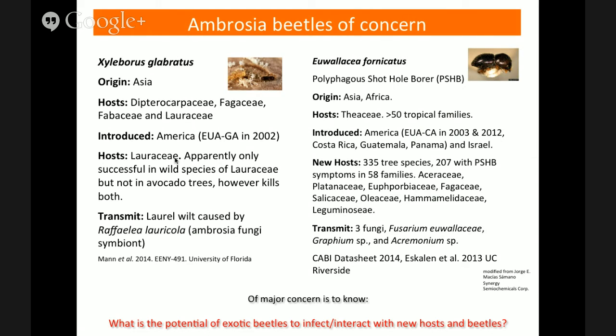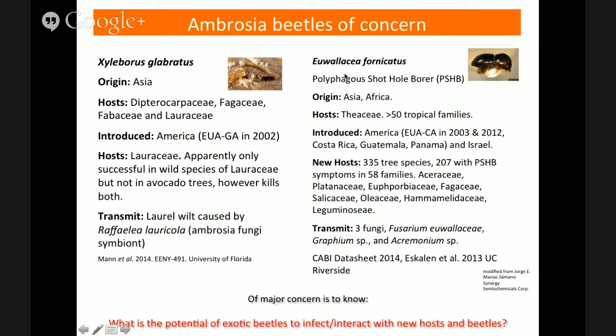In Asia, this is not a problem. There has been a long path of coevolution between the beetles and the trees there. But in the Americas, these species are exotic and have been showing a lot of pathogenic problems in native and cultivated forests. This species, Xyloborus glabratus, carries a fungus called Raffaelea lauricola. It's its symbiont, and this is a fungus that it feeds on, and that eventually causes the death of the trees, as I showed before how it works.